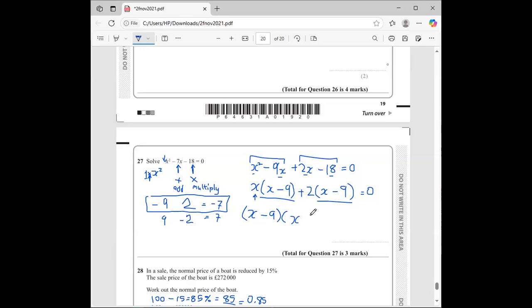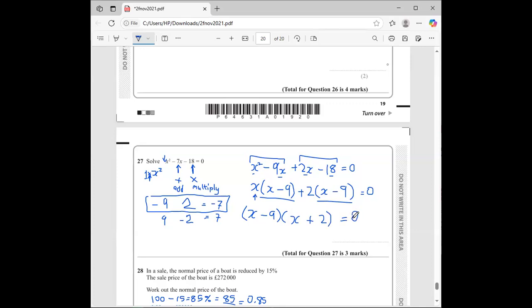Look at the plus sign here. Go ahead and put your plus sign there. If I factorize x minus 9 from 2 times x minus 9, I'll be left with 2, isn't it? Yes. And that's it. We're very close to the final answer.